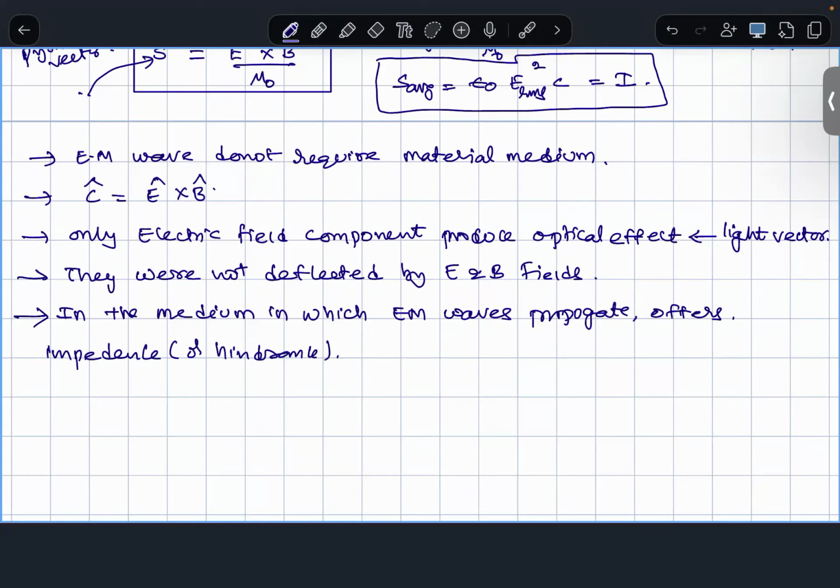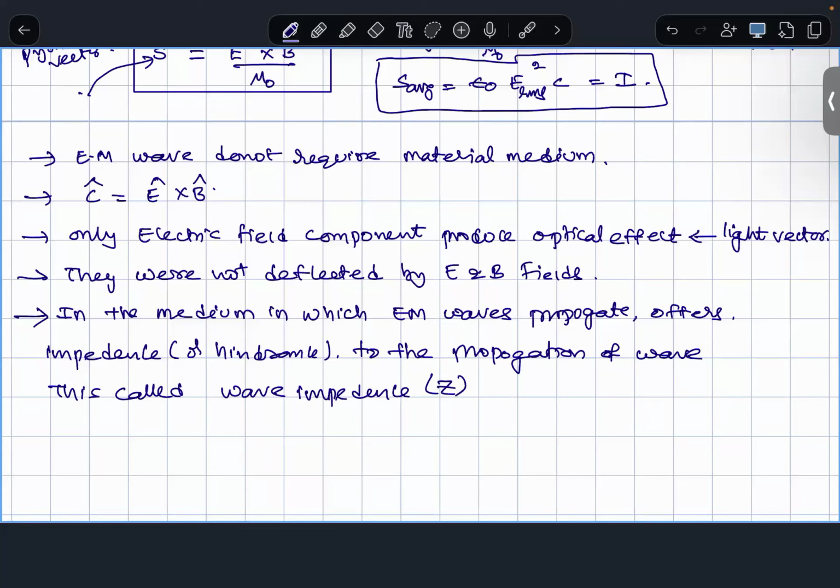For a wave, we call the hindrance to the propagation of the wave, this is called wave impedance, Z. You will study this at a later stage, maybe in your engineering if you are in a communication line.